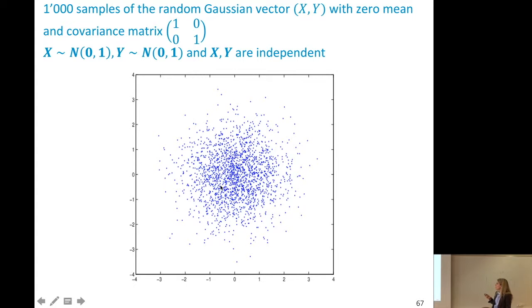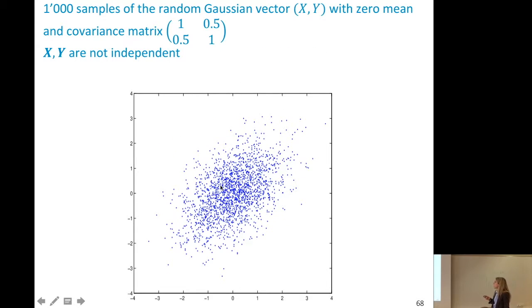And then we have another Gaussian vector that has 0 mean, and the covariance matrix is this one, which means that the covariance now of x and y is 0.5, and means that x and y are not independent. And here we see a trend. It's not like the other one. So here we see that they're not independent. Okay.